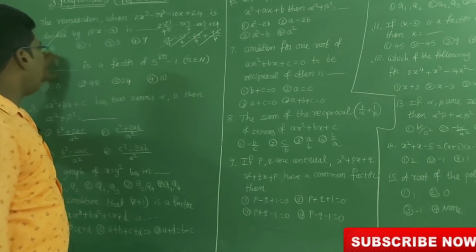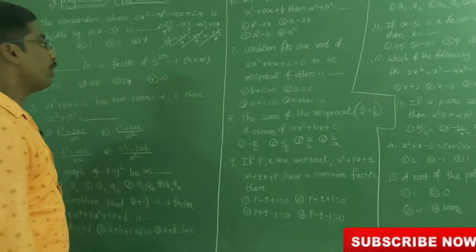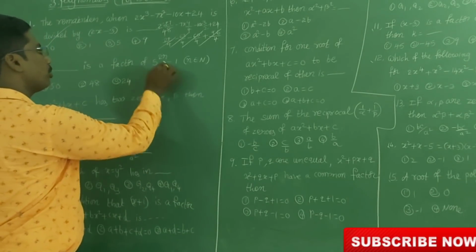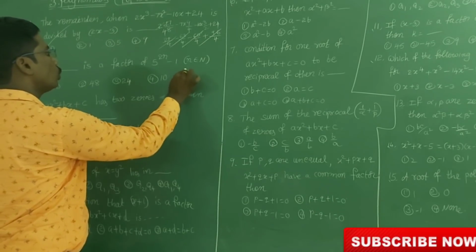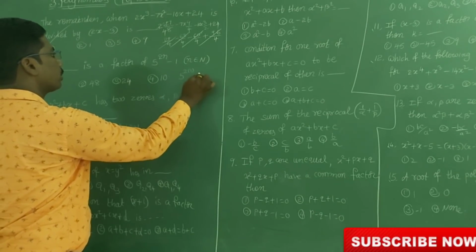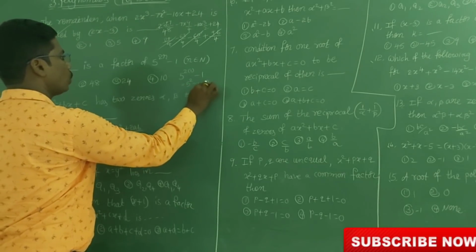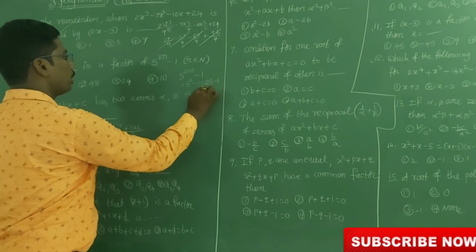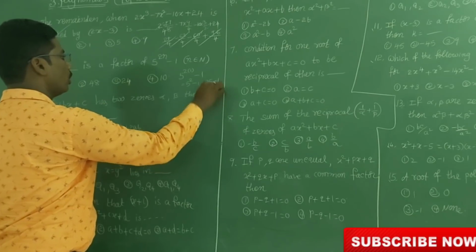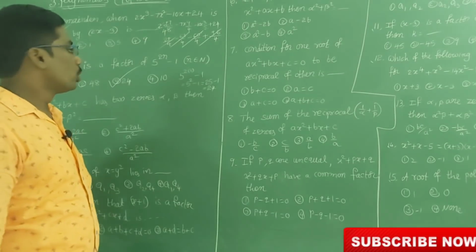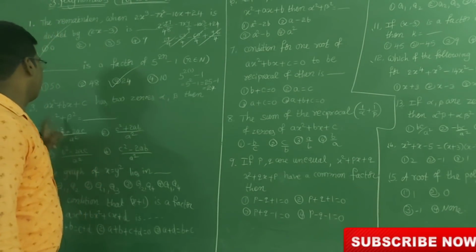Next, which of these is a factor of this one, if n belongs to natural numbers, they are saying. So n is a natural number means we will substitute 5, 5 to the power of 2 minus 1. So that is 5 square minus 1, that is 25 minus 1, that is equal to 24. So 24 is the answer. That is the third option.